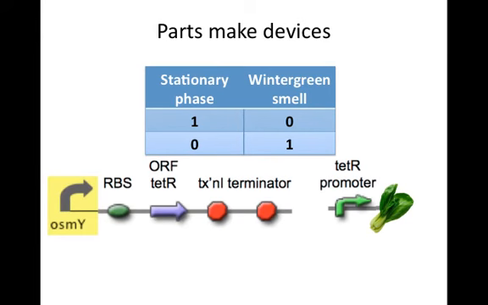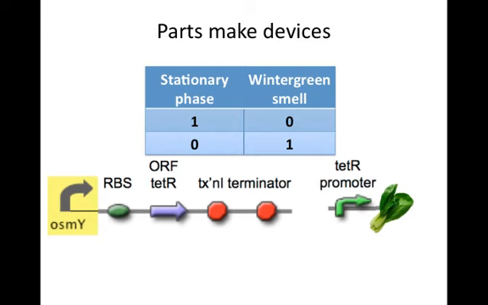Okay, so that was part 1. Then, upstream of that, to make this controlled by stationary phase and the absence of stationary phase, they put the stationary phase promoter called OSMY upstream of a ribosome binding site, an open reading frame that encodes the tetracycline repressor protein, and 2 transcriptional terminators. Hopefully what you can see is that when the stationary phase promoter is on, when that yellow box called OSMY starts to make transcripts and therefore proteins, it will make the TET repressor protein, which will then bind to the TET repressible promoter upstream of the wintergreen.